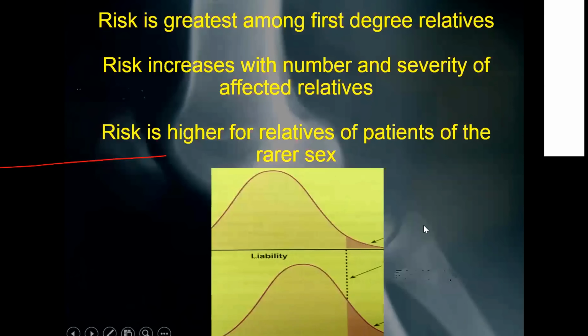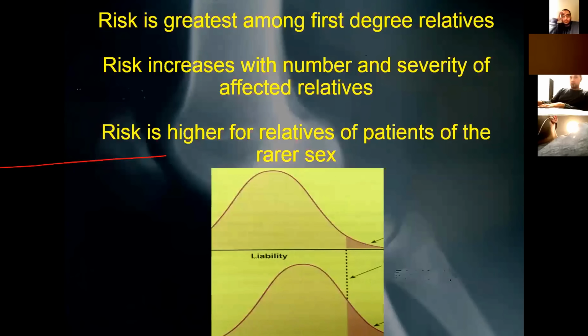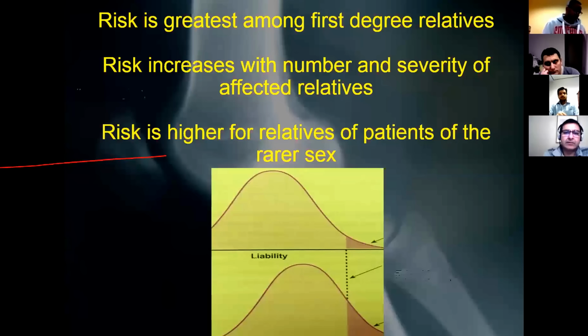So we have to know what the risk factors are, so keep this in mind. The risk is greatest among first-degree relatives. So the closer you are, like a brother or sister, the higher the risk than someone saying my cousin has it. Second, if the child who is already born, the 7-year-old, has a very severe form of the condition, then there's a higher chance of the next child having it. The more severe the condition, the higher the chance.